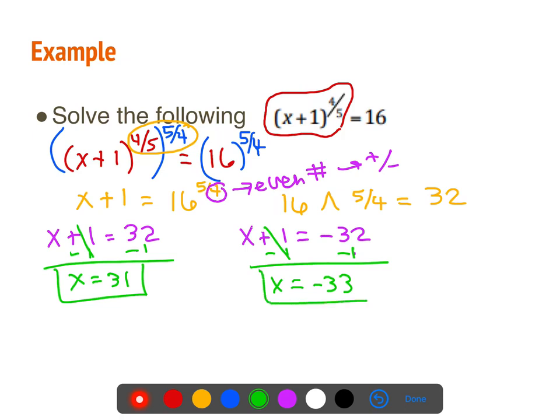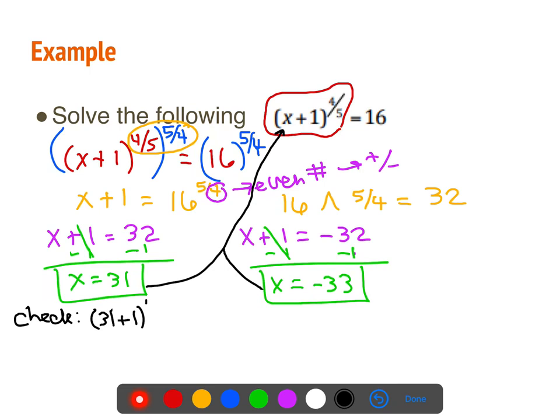From there, I just solve for x, both of those. So minus 1 on both sides. I get one answer is 31. And I get one answer is negative 33. Then I perform my check. So those guys are going to go back into my original equation where the x is.